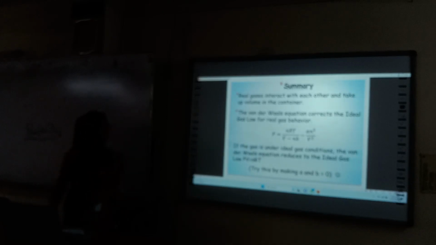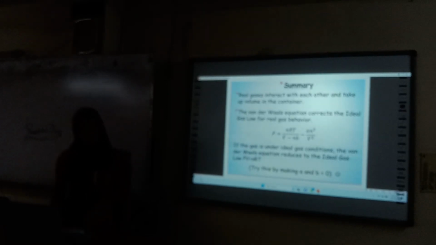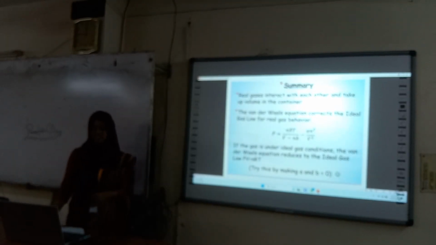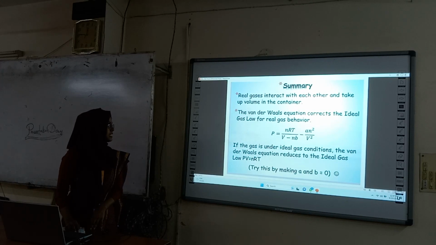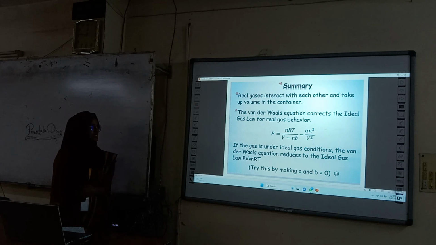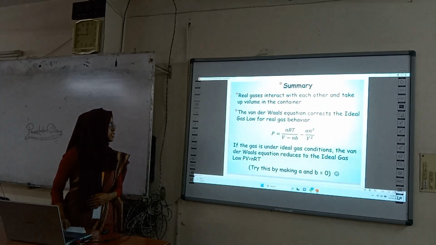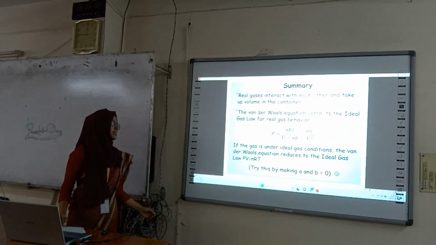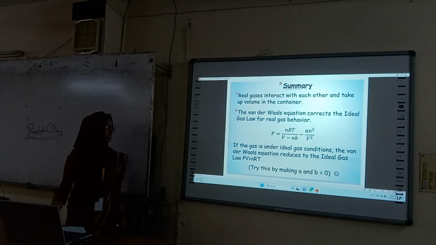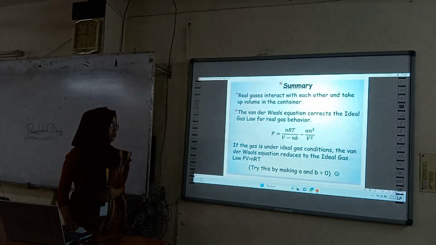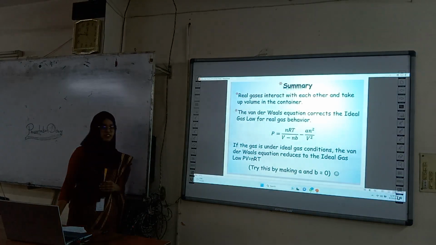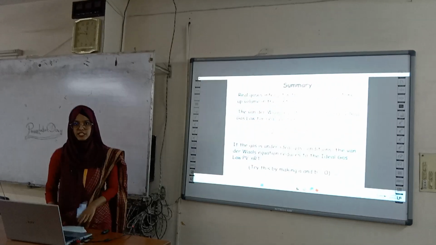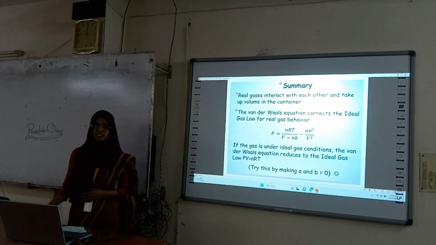Then the last slide represents the summary of Van der Waals equations. Real gases interact with each other and take up volume in the container. We get from the ideal gas law P equals nRT by V minus nb, minus a n square by V square. If the gas is under ideal gas conditions, the Van der Waals equation reduces to the ideal gas law. We know PV equals nRT. Then that is the end of Van der Waals equations, its applications and limitations.